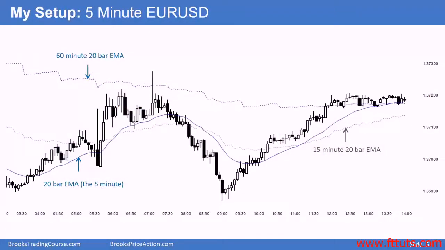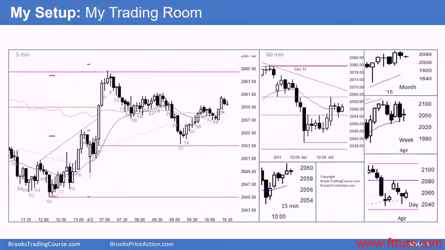This is my setup when I'm trading the euro versus the dollar and all forex pairs. And you can see there are 3 lines on the chart. Again, this is a 5-minute chart. If you're ever in my trading room, my screen looks something like this. Sometimes I change it, but basically this is my screen. I have a 5-minute chart. I pay a lot of attention to trend lines, measured moves, and prior highs and lows. And you can see the 3 moving averages: the 5-minute 20-bar exponential moving average, and then the moving average on the 15-minute chart. And then this blue dotted line is the 20-bar moving average on the 60-minute chart.